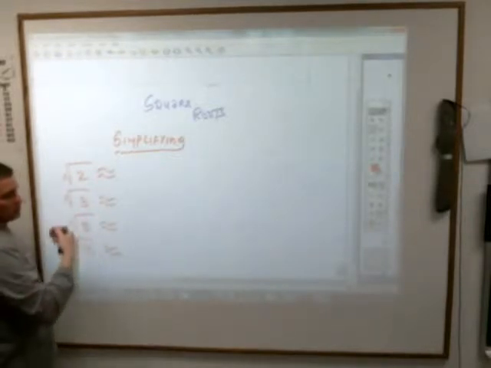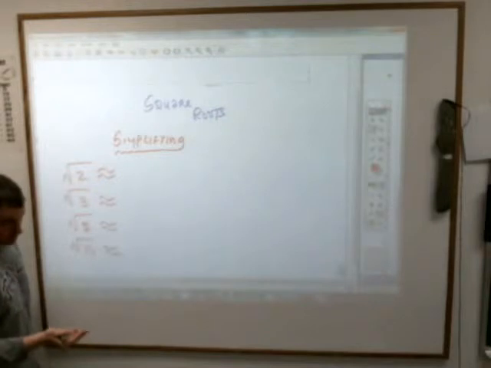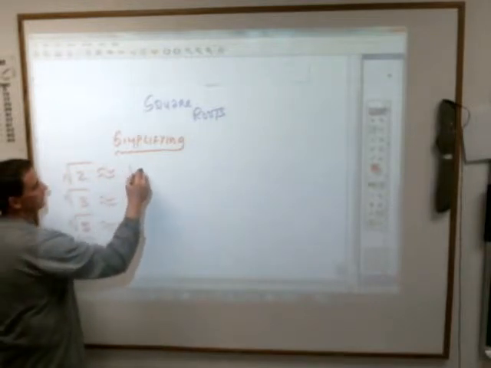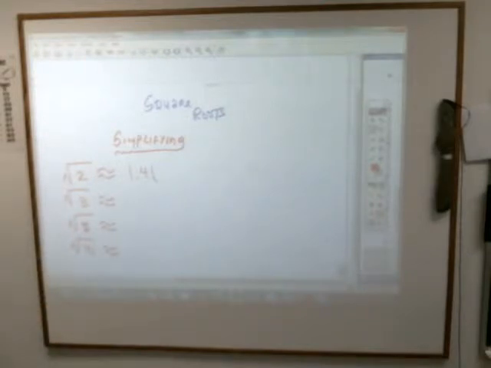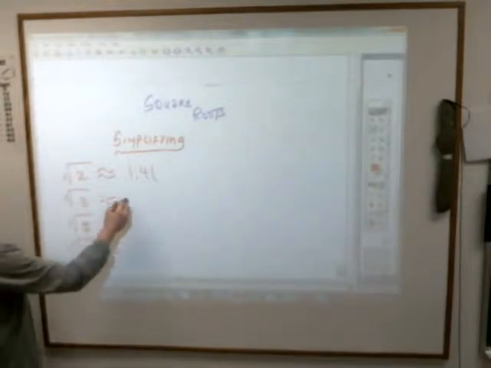The square root of 2, in other words, what number times what number gives you 2? 1.41 is as close as we're going to need to be. That's not exact, it's close. What times what gives me this 3? 1.73.